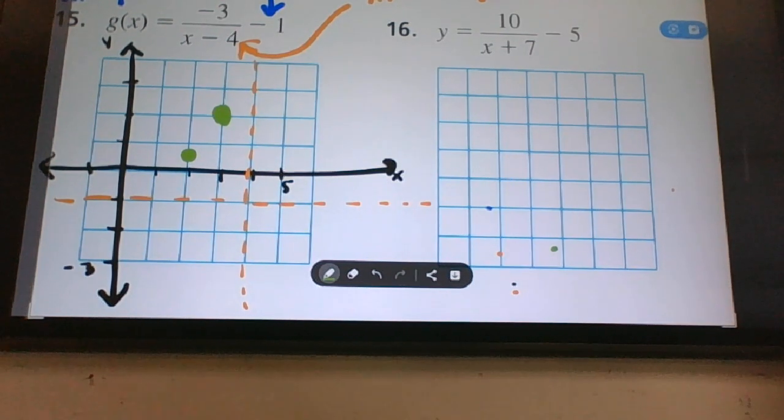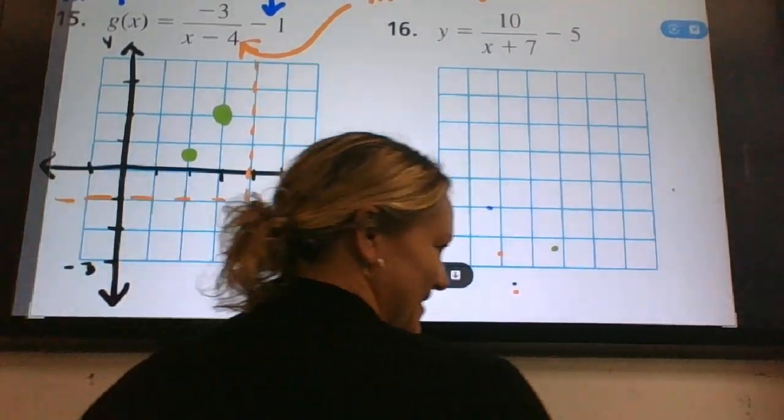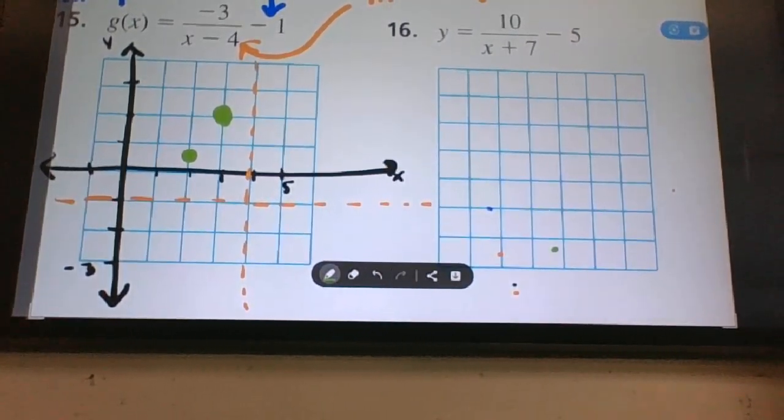I can see the shape forming. Me too. I got an error for that one. Divided by 0 error.